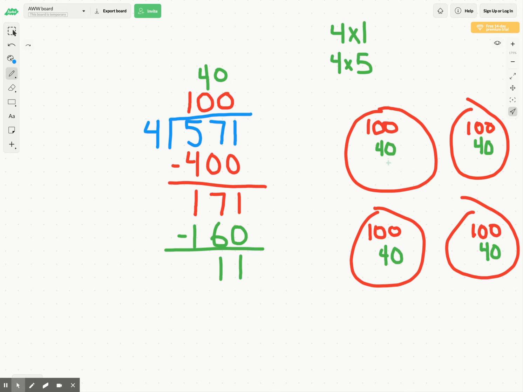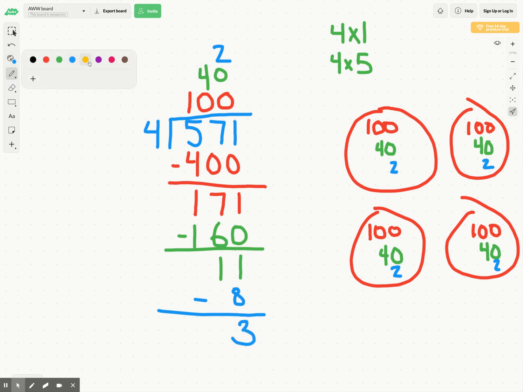What about 3? 3, 6, 9, 12. No. So that means maybe we can try 2. 2, 4, 6, 8. Oh, 8 worked. So I'm going to put that 2 up here. And I have 3 left over. I can't give any more away.